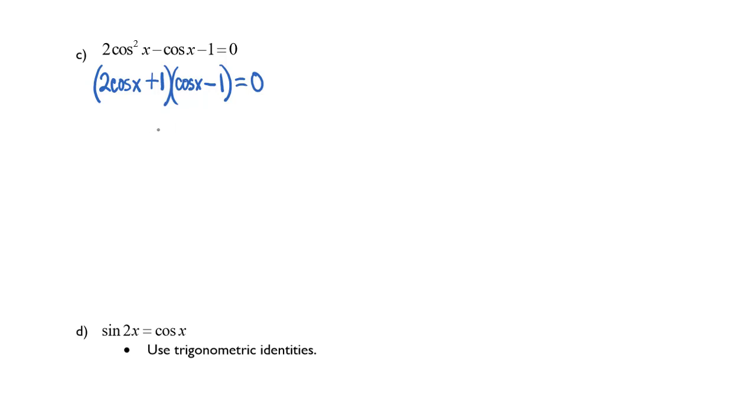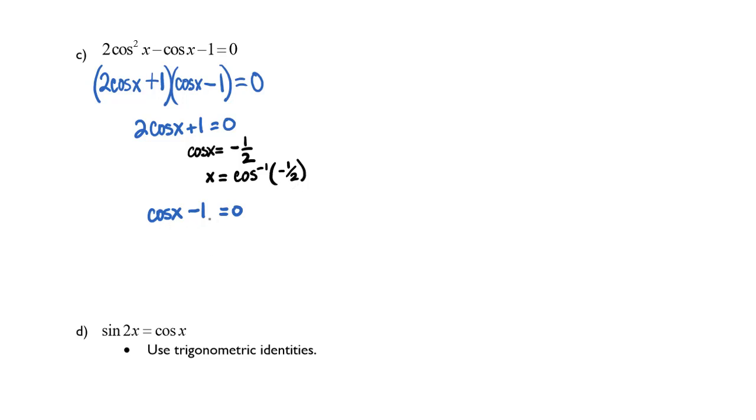I'm now going to set those factors equal to 0. That will give me 2 cosine of x plus 1 equals 0 and cosine of x minus 1 equals 0. I'm going to solve for cosine x, and that will give me negative 1/2 on the right side. And then from there, I can solve for x by taking the inverse cosine of both sides, and then finding the value for which the angle is true.